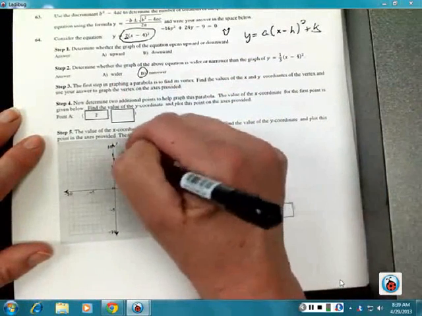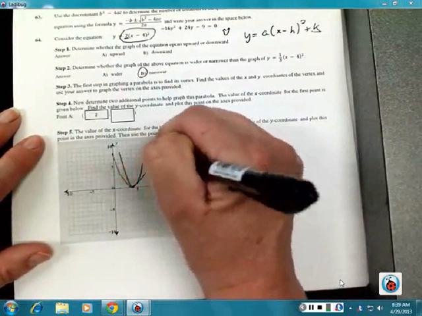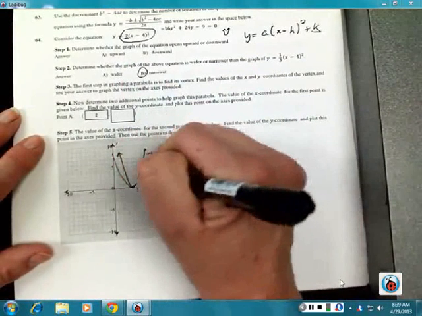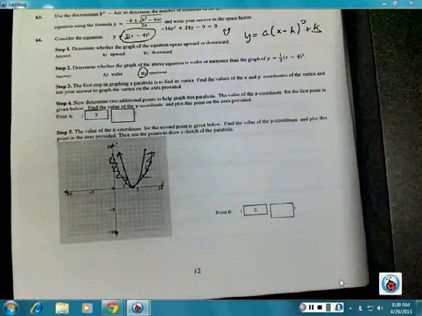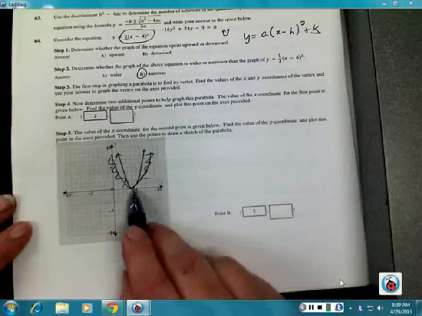And you would just figure out narrower, not wider, narrower. Get my graph in here like it's supposed to be. So it should be narrower than the other ones. And it's going through the vertex of 0, 4.